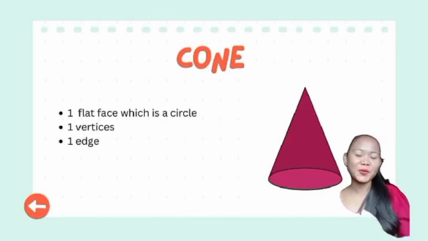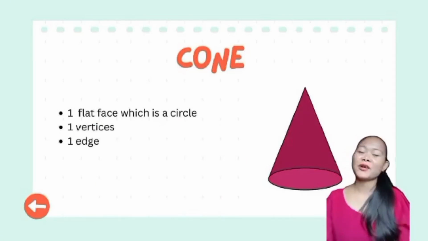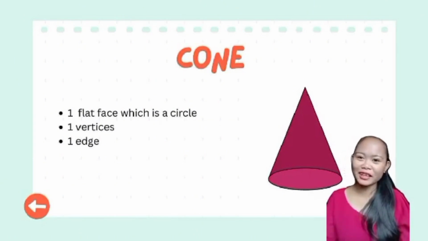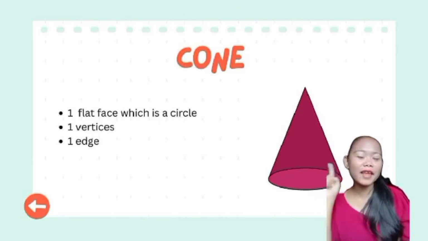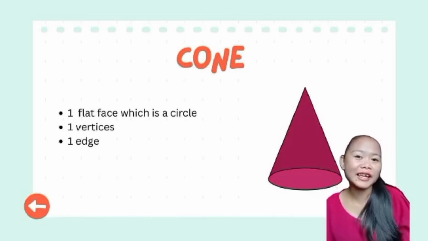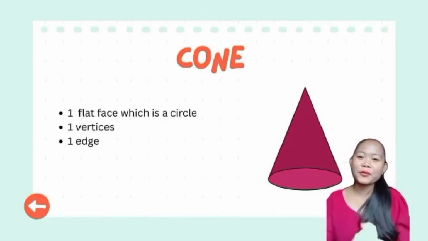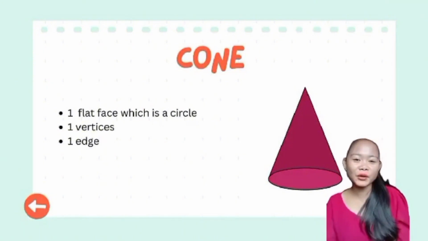To the next one, which is the cone. A cone has one flat face that is a circle, and it has one edge and one vertex at the pointy top. Now, let's see the examples of the cone.